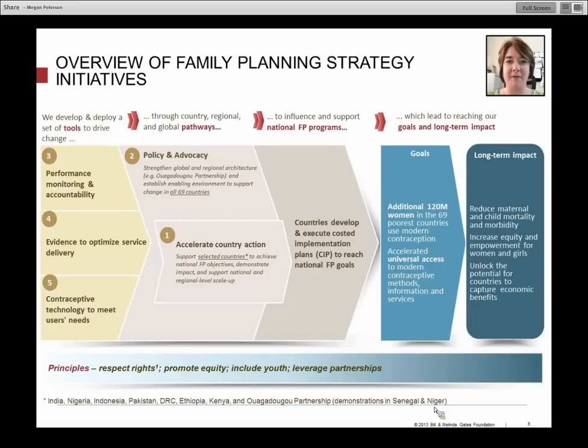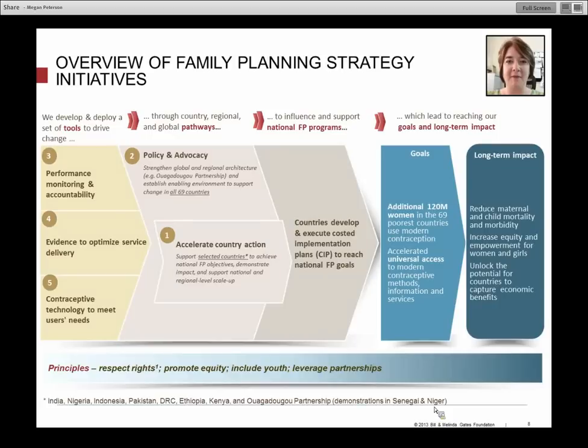Once we have those tools, we look at working with countries, with other regional platforms, with global partners and global platforms on issues around policy and advocacy. And then what is probably the biggest area right now for us is accelerating country action. We have 9 priority countries right now for the family planning team as a whole. Those are listed in the bullet at the bottom of that slide, which I believe is slide 8.